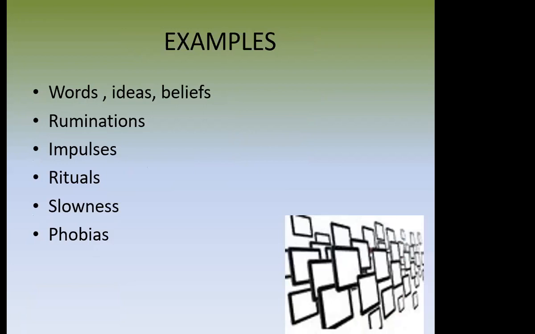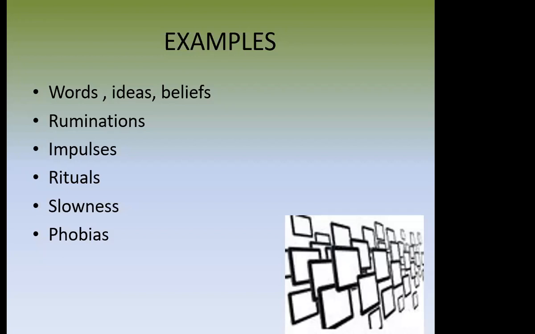Examples of words, ideas, beliefs, ruminations, impulses, rituals, slowness, phobias. Now, these are a few presentations of certain ideas that come roaming into our mind. We have certain beliefs which have nothing logical in them. Certain rituals, certain debates which are going into our minds. One example of ritual is that in our purses we have to keep the currency notes in a particular fashion, and absolute, painful sort of orderliness.